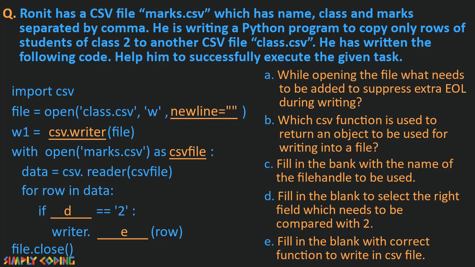The next question is to fill in the blank to select the right field which needs to be compared with 2. Here we have to remember the index starts from 0 and class is at index 1 of the row. So we will put in row 1. In the last question, we have to fill in the blank with the correct function to write in the CSV file. Here we know we are writing row by row, so we will use the writerow function over here. This completes our program.